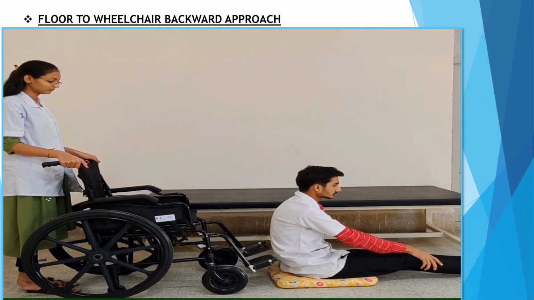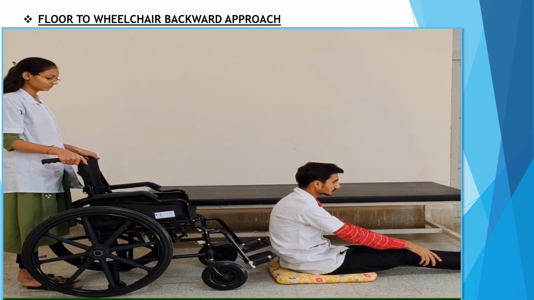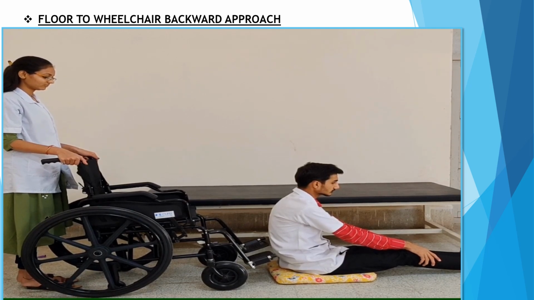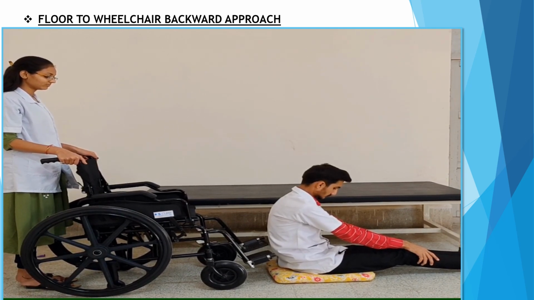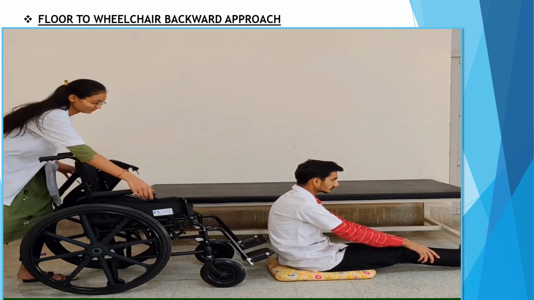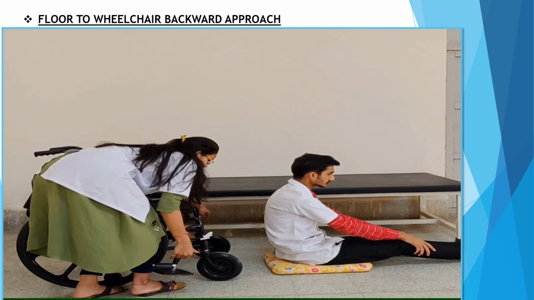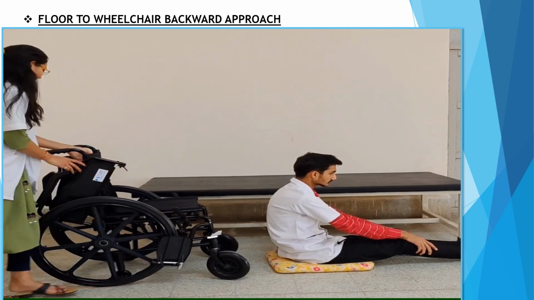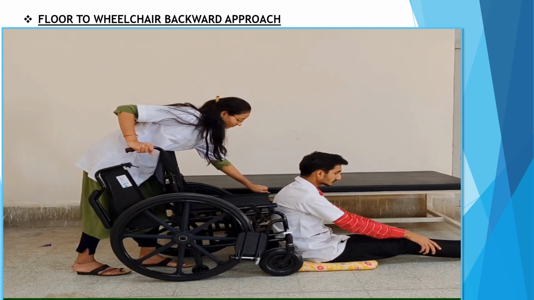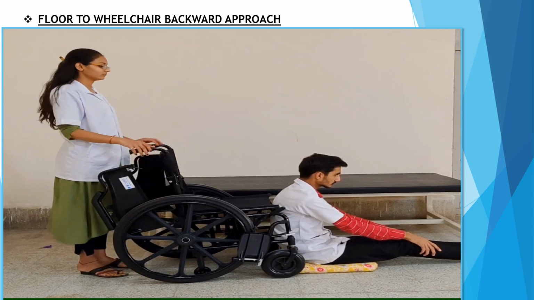Moving towards the next strategy, that is floor to wheelchair using the backward approach. Aim: the aim is to improve the ability to move from floor to wheelchair using the backward approach. Physiotherapist instruction: remove the armrest and footrest. Move the wheelchair closer to the patient so that the transfer is easy. Put the brakes or locks on.